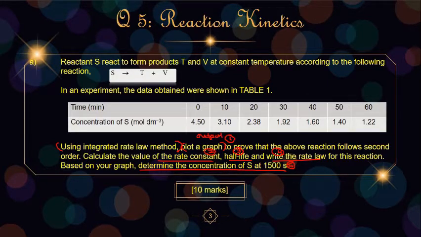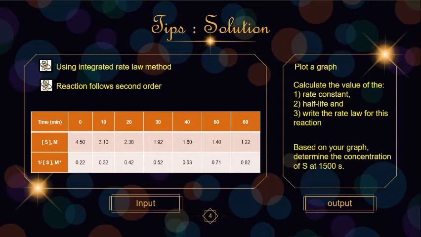Okay, so we decide first which one is input. Okay, input is something that is given from the question that you can use to find the output. Alright, so if you can see, using integrated rate law method. Okay, that's what you have to follow. And then the reaction follows second order. So what you need to do? So if you know this one, you must be using the integrated rate law method.